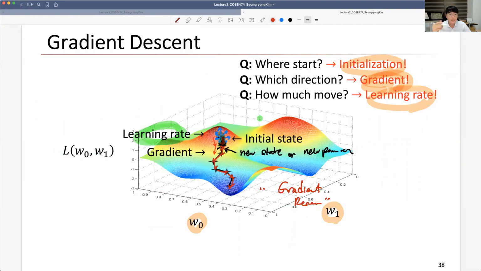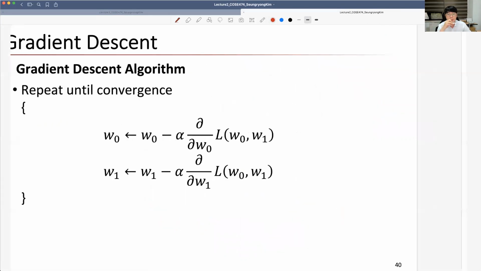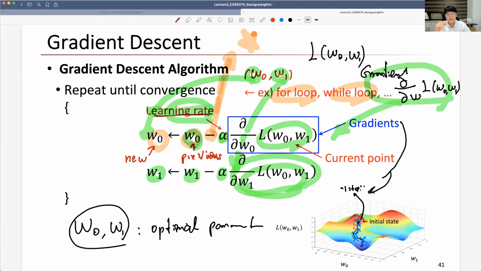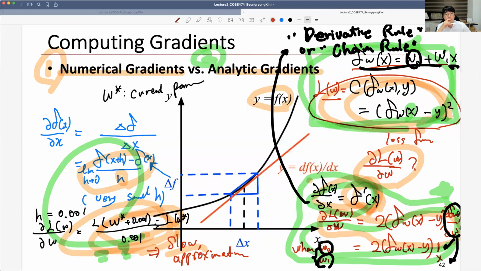There are three kinds of terms in the gradient descent algorithm. The first one is the initialization. The second one is the direction. The third one is the step size, right? And here, this represents one step of the gradient descent algorithm. In each step we have to update our learnable parameters W0 and W1 using the partial gradients with respect to W0 and W1, right?